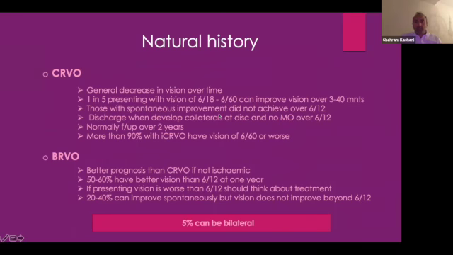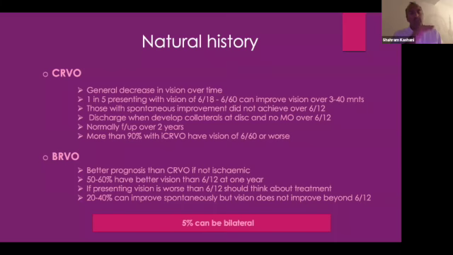So I did mention we're going to talk about the natural history of central retinal vein occlusion without treatment. There's definitely a general decrease in vision. Around 1 in 20 present with vision of 6/18 to 6/60. And generally, the vision used to improve with time. Obviously, we don't wait for that now because you can actually treat patients with anti-VEGF therapy. So when patients come with macular edema in CRVO, we can actually improve the vision. But if the vision is going to improve on its own, it generally doesn't improve beyond 6/12.